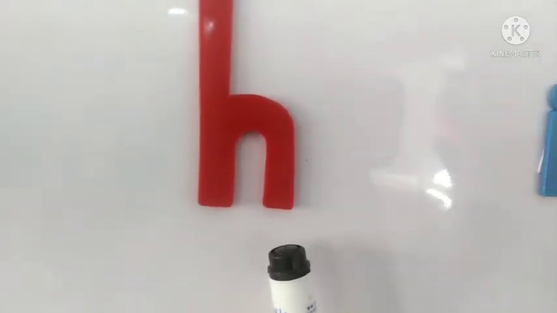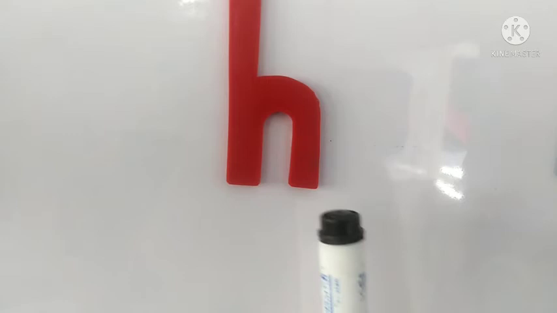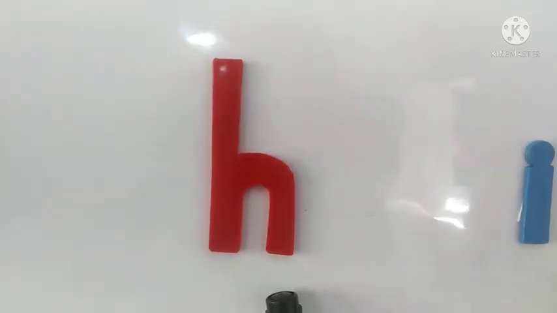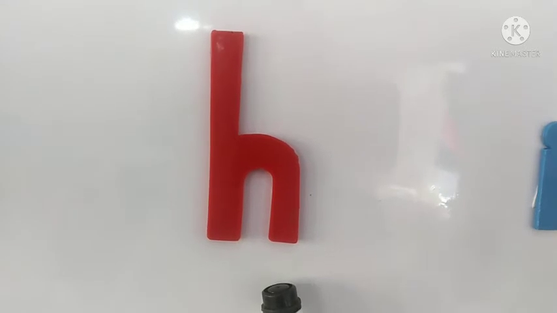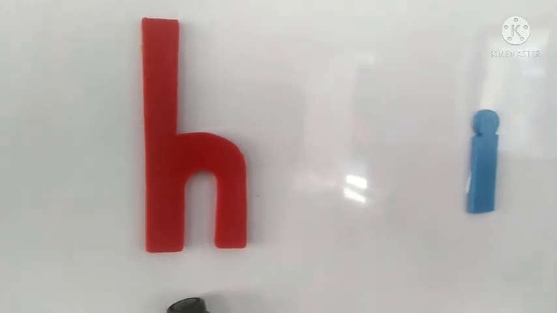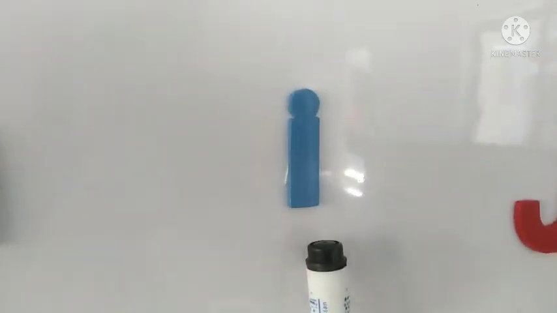Dear kids, all of you read the alphabet letters with me. A, B, C, D, E, F, G, H. This is the letter H. Kids, today we are going to revise three letters H, I and J. And first of all, we will talk about this letter H.